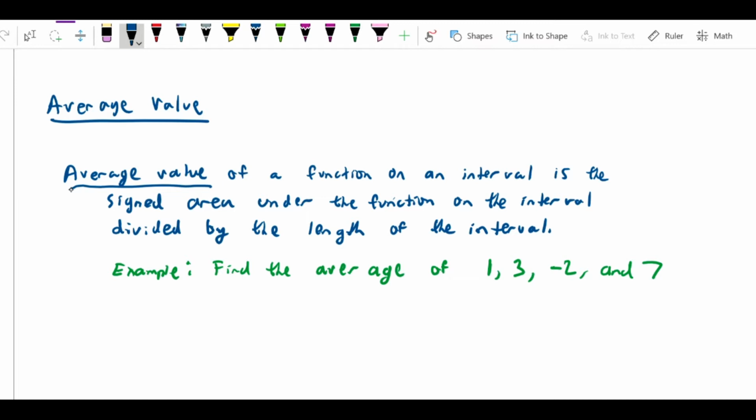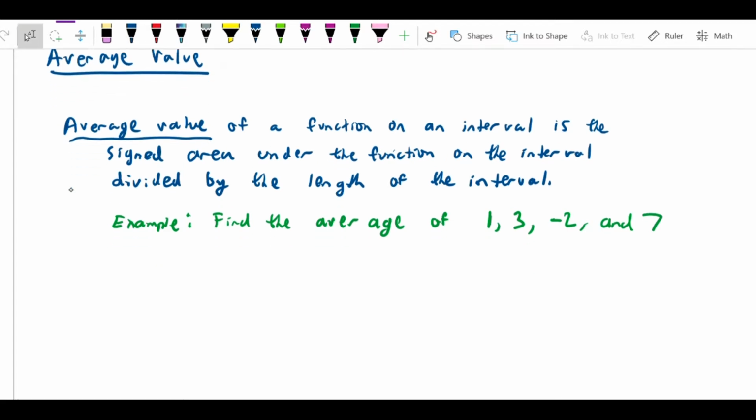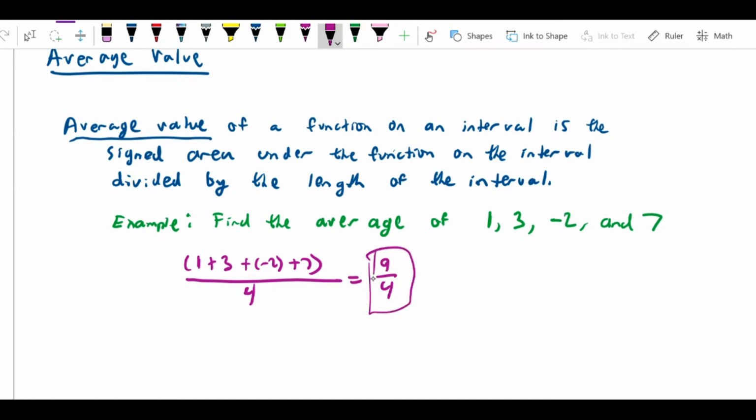Before we get to what that means for functions, let's just go over an example involving numbers, and I'll show you where we're going with this. If I say find the average of these numbers, 1, 3, -2, and 7, what that means is that I'm going to add up 1 plus 3 plus -2 plus 7 and divide it by the total number of numbers that I have. So that's going to be 4 minus 2 is 2 plus 7 is 9, so that's going to be 9 over 4. So that's the average of these numbers.